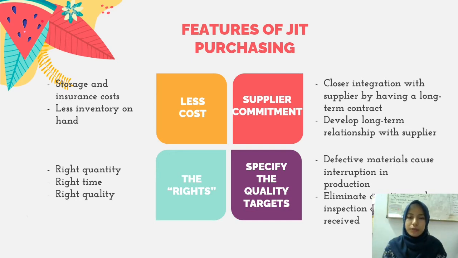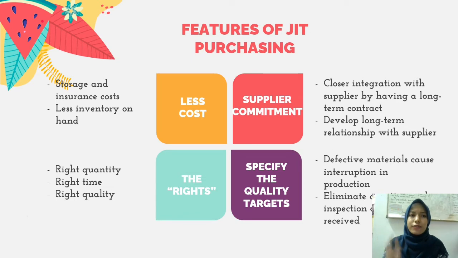Second is supplier commitment. The JIT approach requires a closer integration with the supplier. This is because it involves frequent deliveries, which means most of the time they are getting the raw materials from the same supplier, and that helps them to develop a long-term relationship with the supplier.